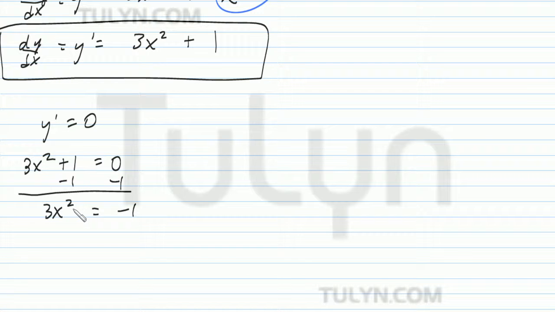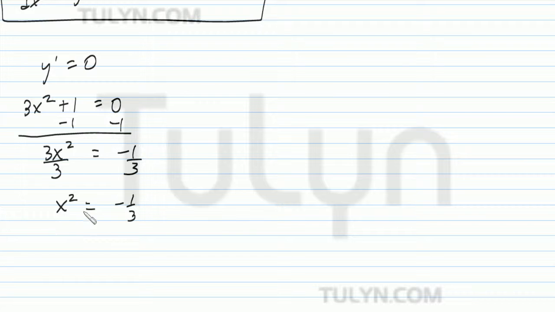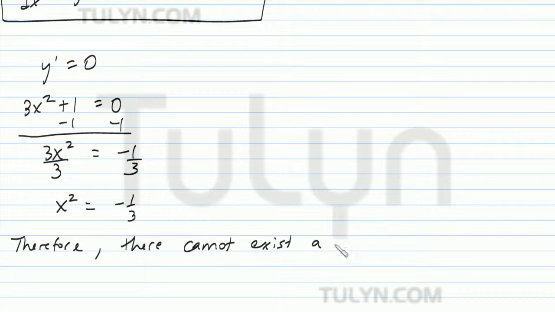Now, that is not possible. See, look, watch. Divide by 3 on both sides. You're going to get x squared equals negative 1/3. Any squared term cannot be a negative number. So I'm going to write therefore there cannot exist a horizontal tangent line with real number roots.